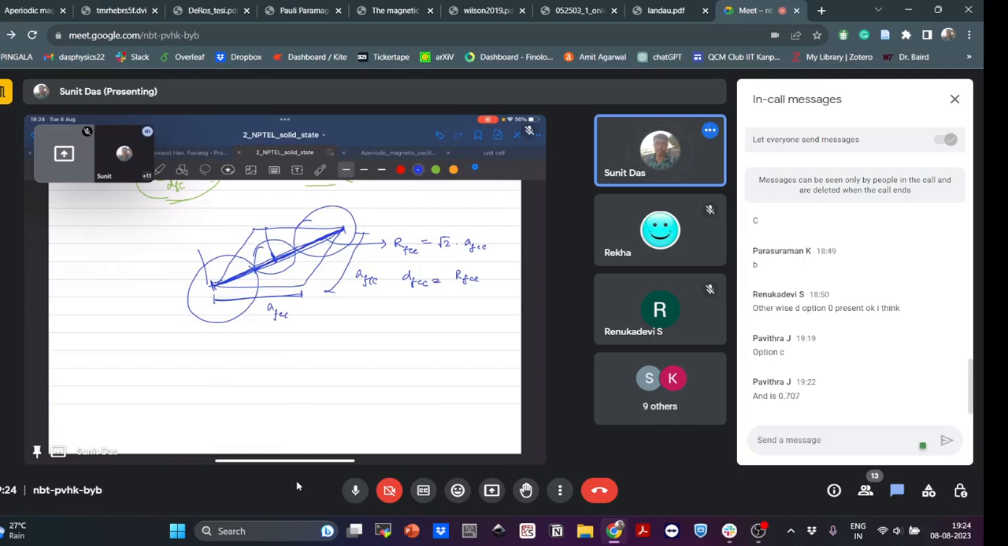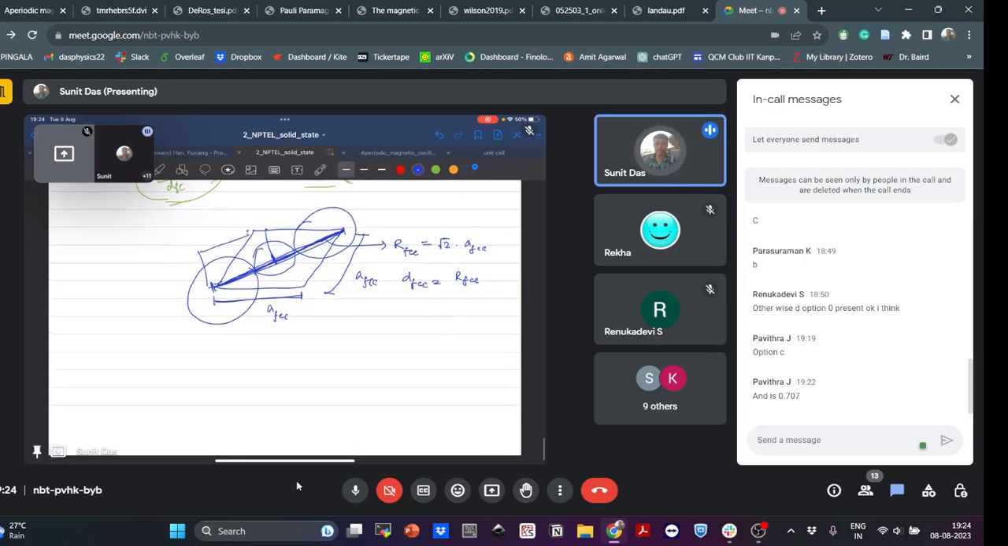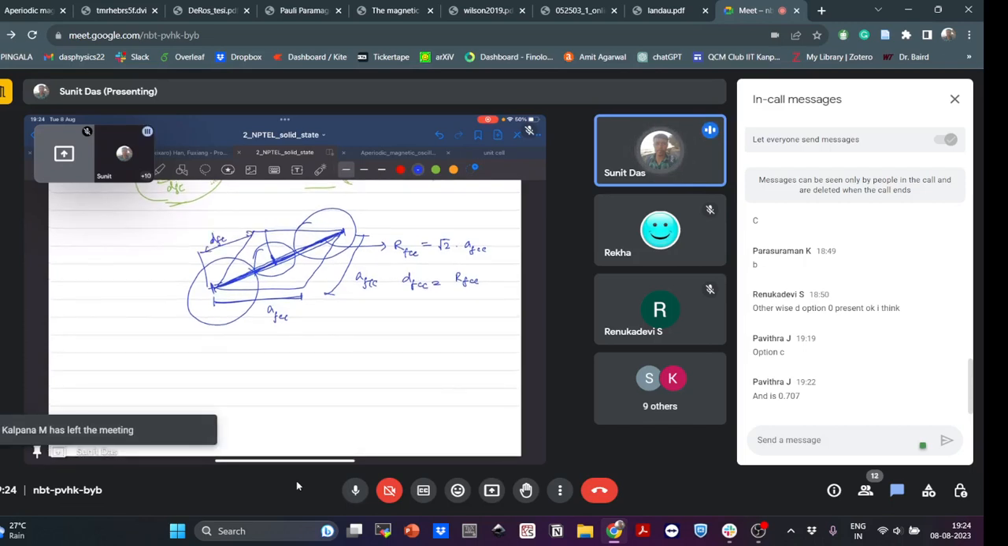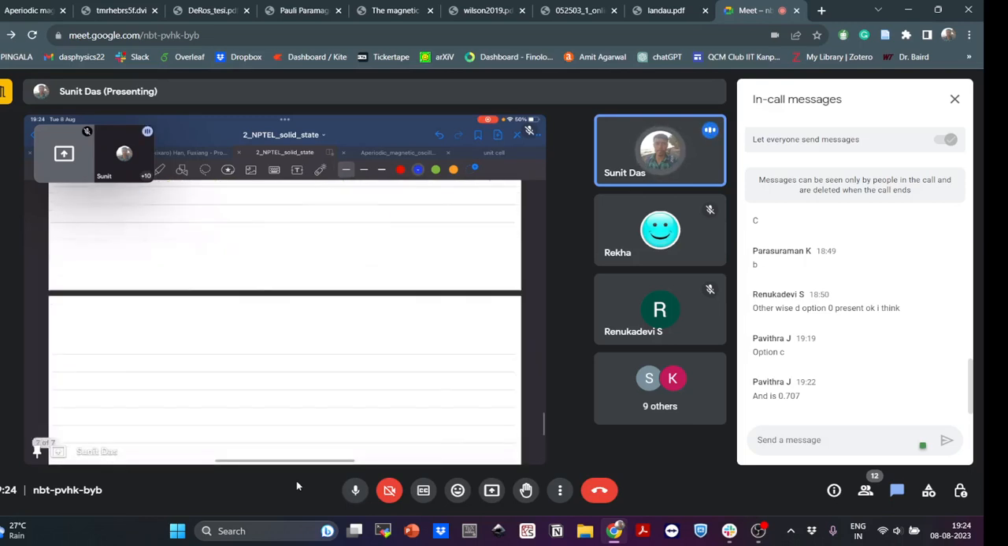Someone said the answer is 0.707. I think no, it's out of option. Let's find out. So DFCC, this distance, is RFCC by 2, so AFCC by root 2. This is DFCC.